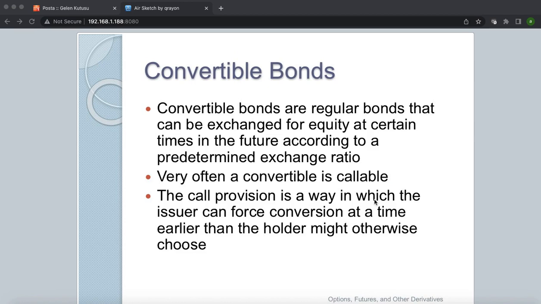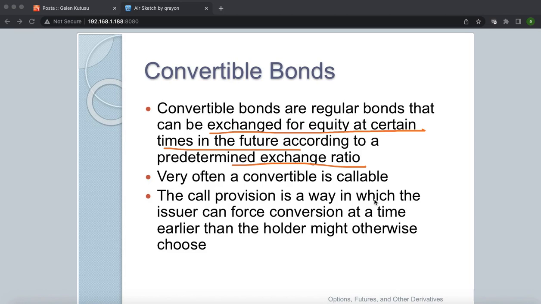There are also convertible bonds. These are regular bonds that can be exchanged for equity at certain times in the future, according to a predetermined exchange ratio. So, how many bonds will be converted to an exact number of stocks? This is determined in the contract as the so-called exchange ratio.